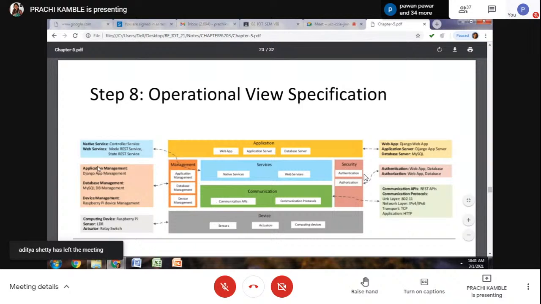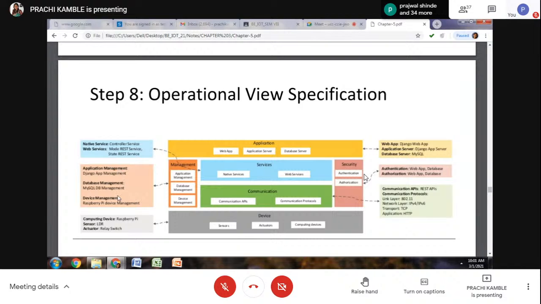Then the next block is the application management block. Okay, so various applications related to data computing are listed over here, that is device management, database management and application management based on its platform. That is, for database management MySQL DB management is used, for device management Raspberry Pi device management is used, and so on. Then there are native services and web services. It is all done with the controller services, mode REST services, state REST services.